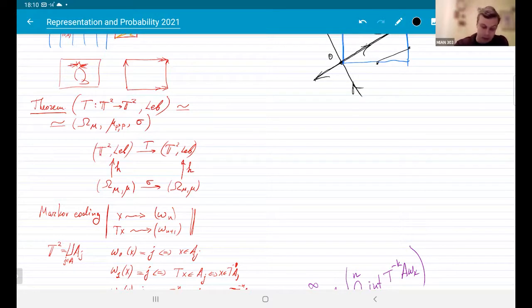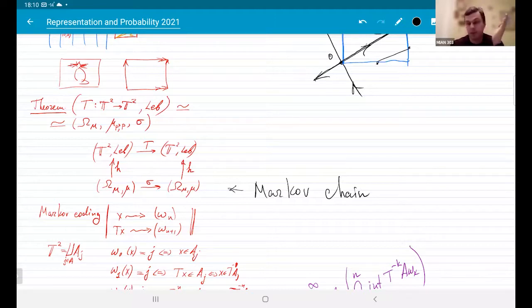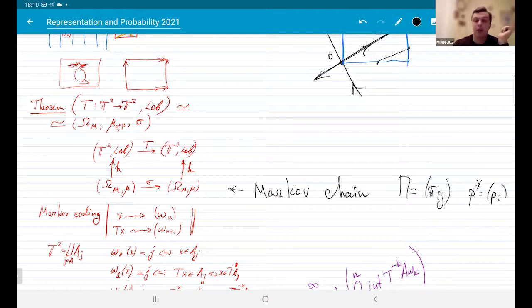So here at the bottom, we have a Markov chain. This means that you have some matrix P of transition probabilities and some stationary distribution. And this obviously defines a measure on the space of bi-infinite sequences of states.